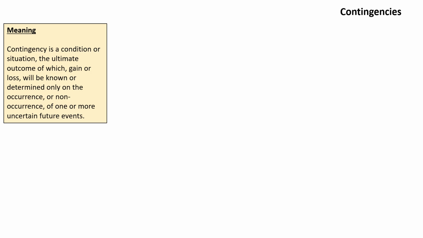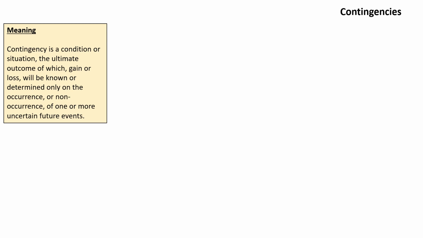What do we mean by contingencies? When AS4 is talking about contingencies, what does it talk about? So the meaning of the term contingencies as given by AS4 states that contingency is a condition or a situation, the ultimate outcome of which, gain or loss, will be known or determined only on the occurrence or non-occurrence of one or more uncertain future events.